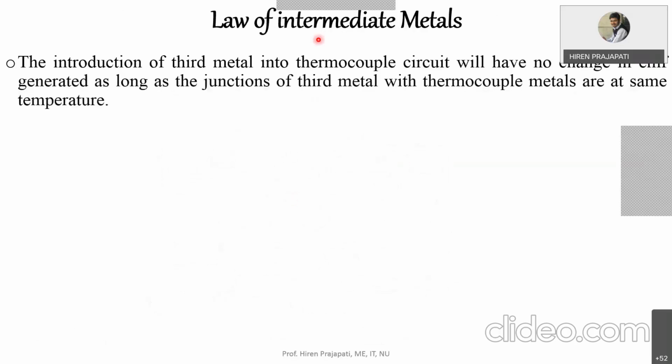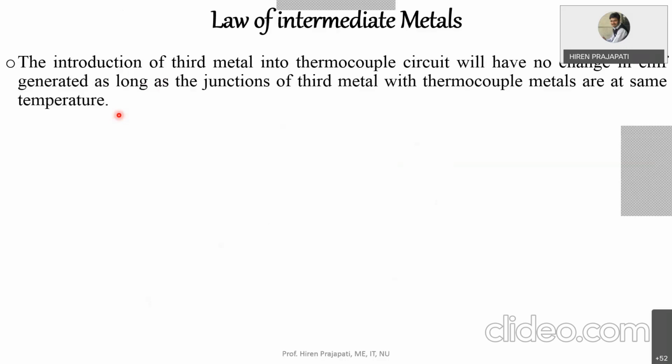Now, law of intermediate metals. What it tells us is that the introduction of a third metal into a thermocouple circuit will have no change in the EMF generated, as long as the junctions of the third metal with the thermocouple metals are at the same temperature. So this law is actually helpful in the manufacturing of thermocouples.